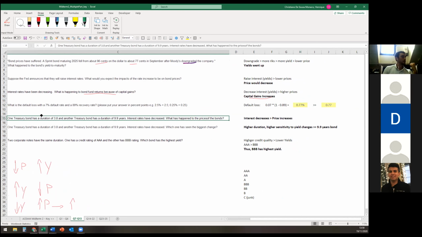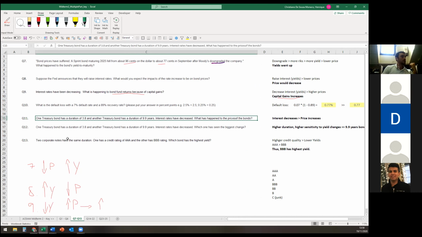Okay. Then question 11 here. So we have 2 bonds, that's for 11 and 12. Two treasury bonds. So remember, treasury credit quality is the same in both. One has a duration of 3.8 years and the other one 9.9 years. In both cases here, interest rates have decreased. So let me put here 11 and 12, same thing. So interest rates decreasing.